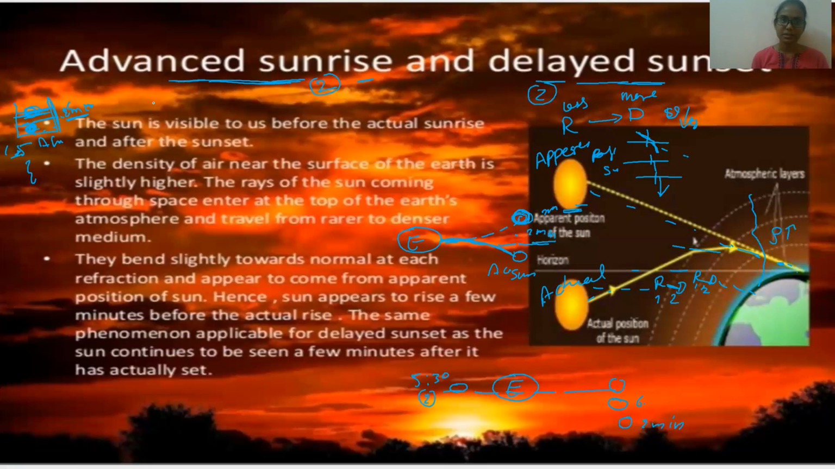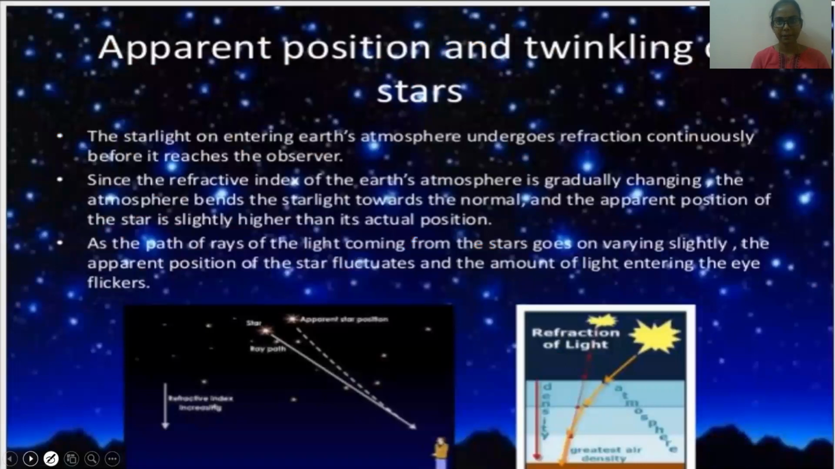Clear, children? This is what we call advanced sunrise and delayed sunset because of atmospheric refraction. Because of the atmospheric refraction phenomenon only. I hope this is clear to everyone. Let us see another property.